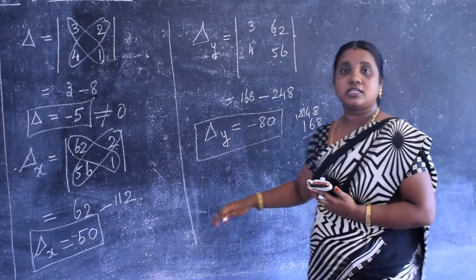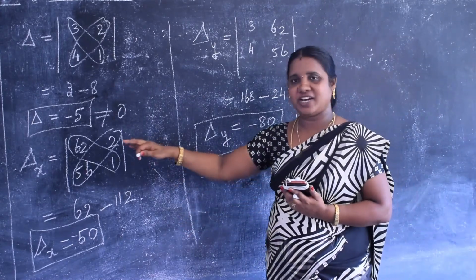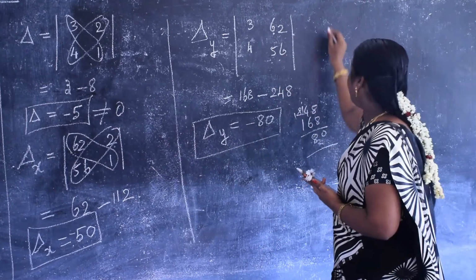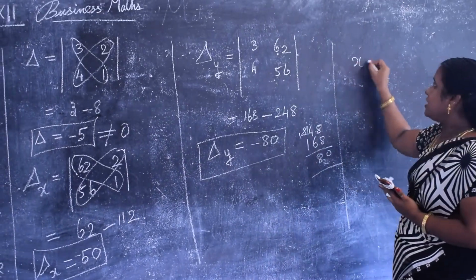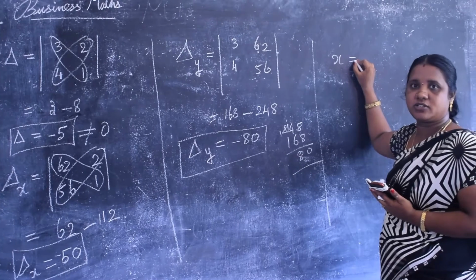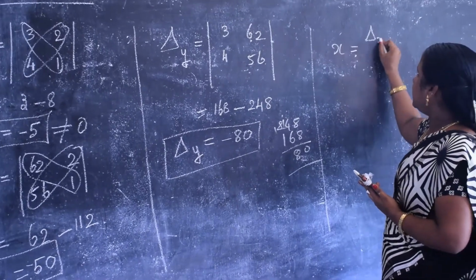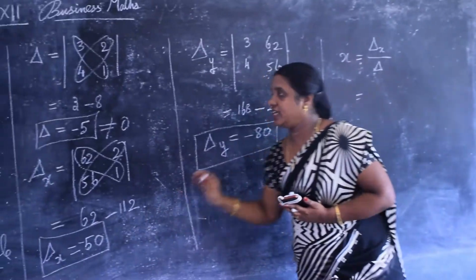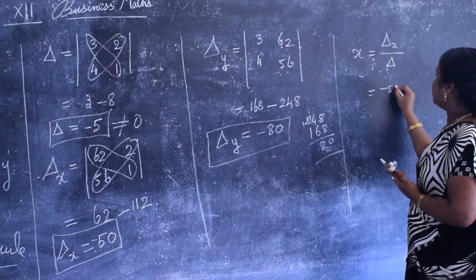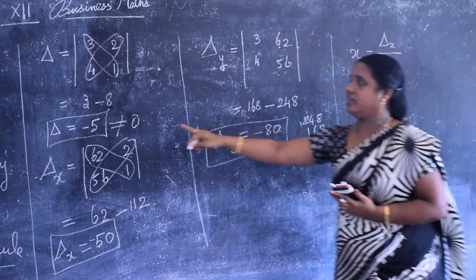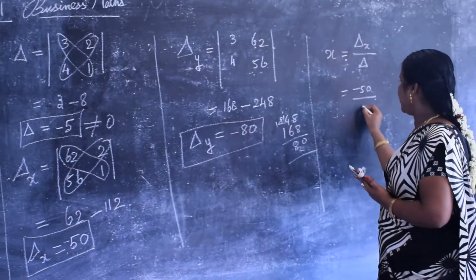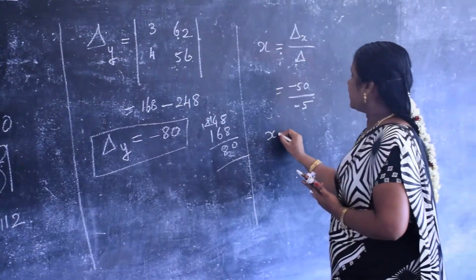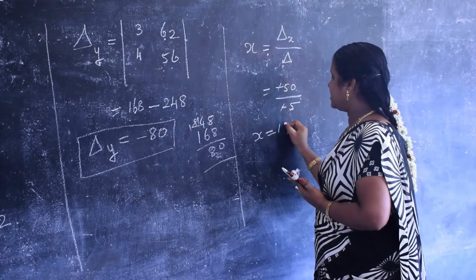See, this is not our final answer. You have to find the value of x and y. What formula do we use in Cramer's rule? Our x is delta x by delta. What is our delta x value here? Minus 50. Our delta value here is minus 5. So our x value is minus 50 by minus 5, you can cancel the minus, so it is 10.